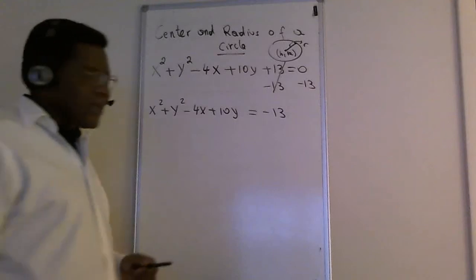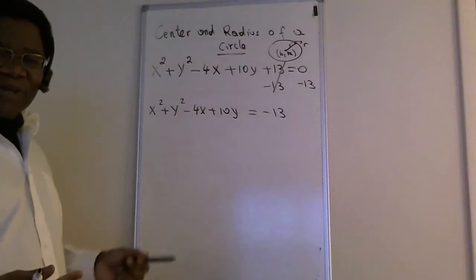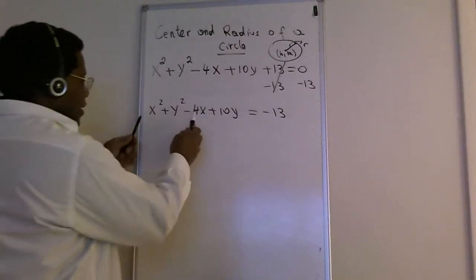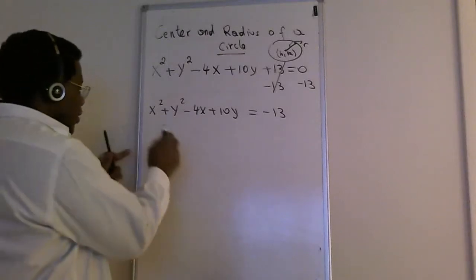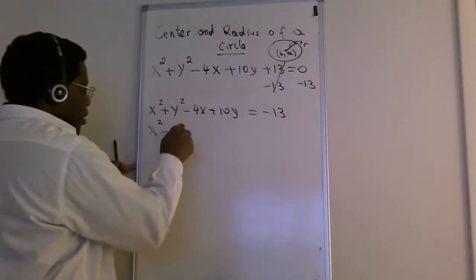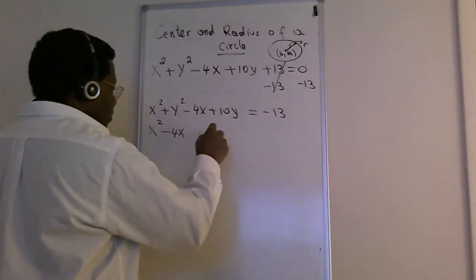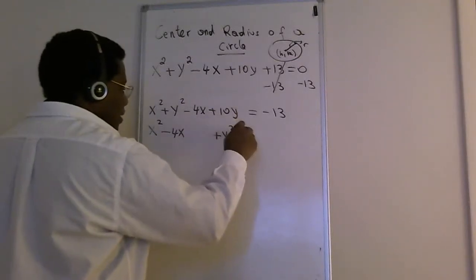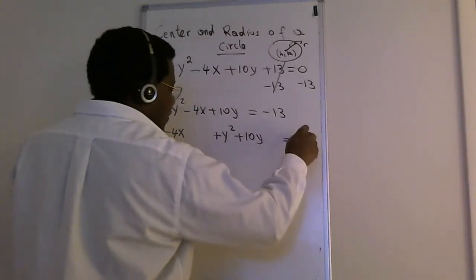Now the second step will be to complete the square. So the process of completing the square, I'm going to explain it. It requires that first we need to move the x variables together and the y variables next to each other. So here's the x variable. We have x squared and then we have negative 4x. We're going to put them together. And then we're going to move the y variables together. So we have y squared and then plus 10y. And on the other side, we have negative 13.